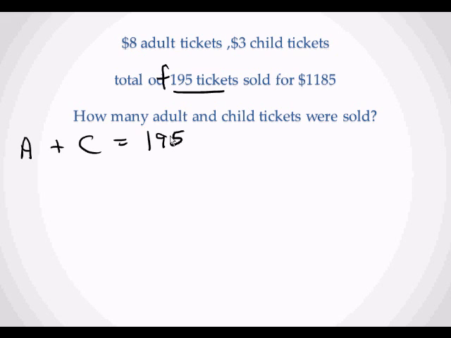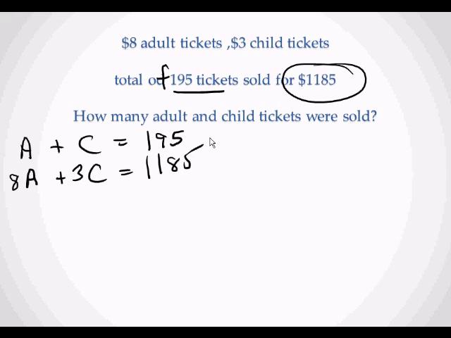How many tickets do we have together? Equal 195. If you add up the adult tickets plus the child tickets, just the numbers of them, you have 195 tickets. Now, each adult ticket is $8, so I take $8 times the number of adult tickets plus $3 times the number of child tickets. When I add up all the money, I get $1185. So here are my 2 equations.